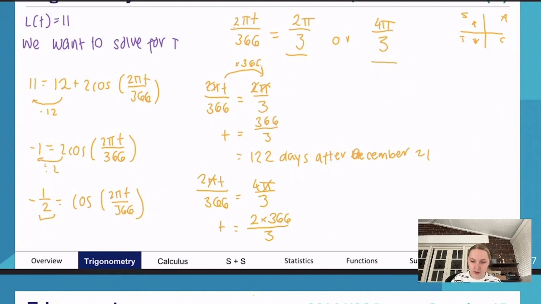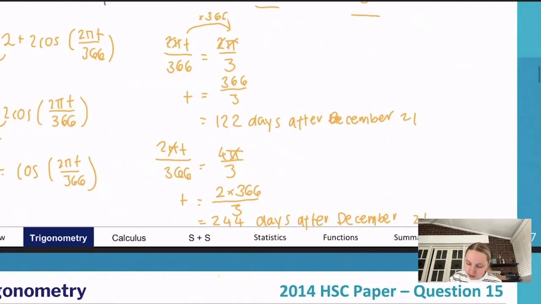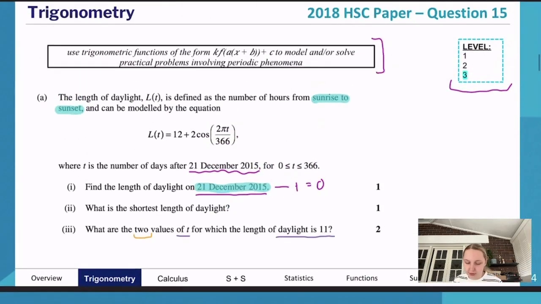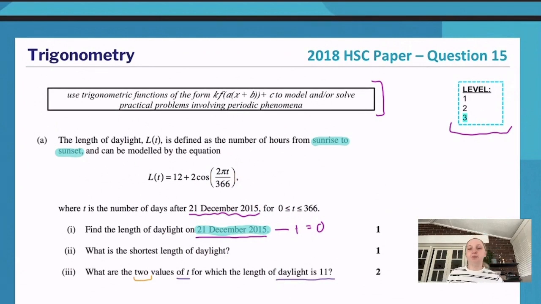Okay, if we work that out, we'll just use a calculator really quick. Then we're going to get 244 days. Okay, and I'm just going to write this one more thing. Therefore, t will equal 122, or 244. Okay, and that's how we solve for part I.